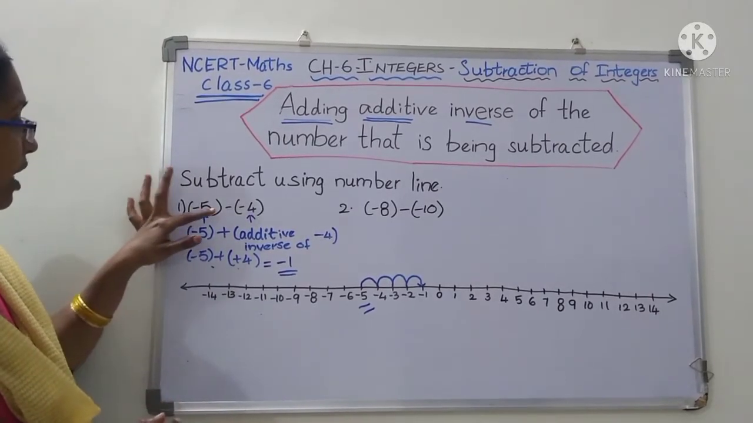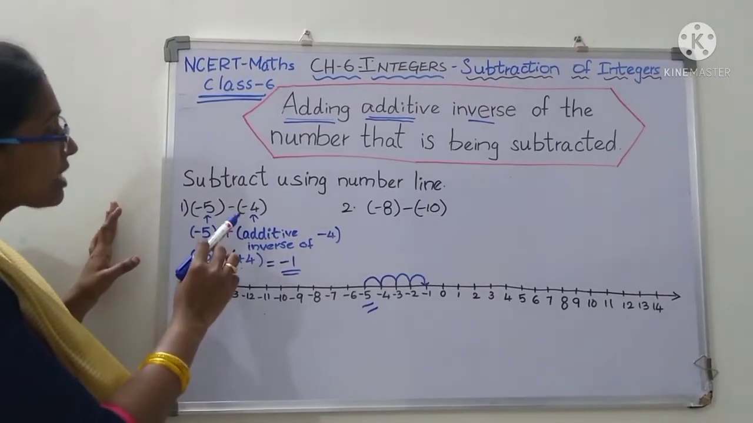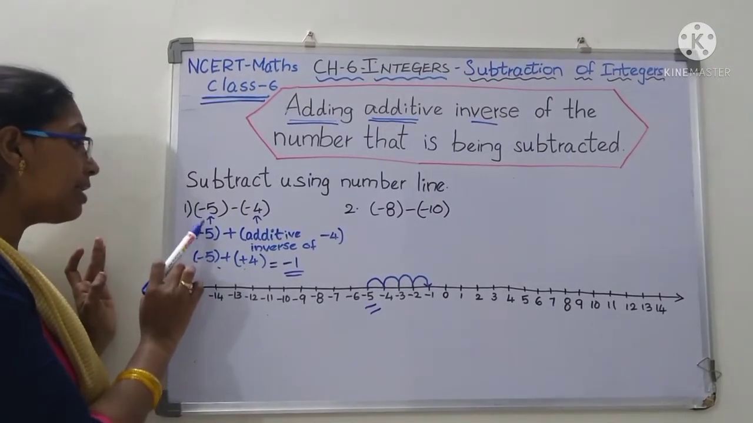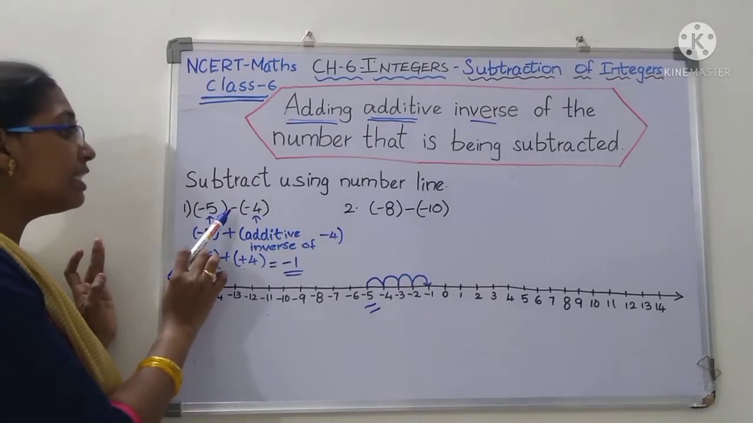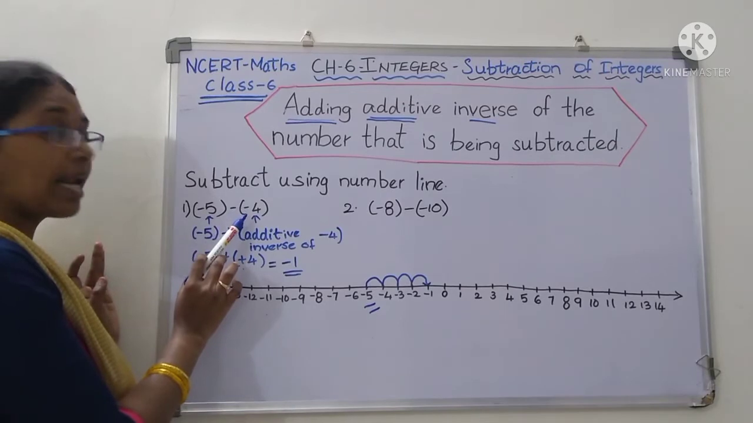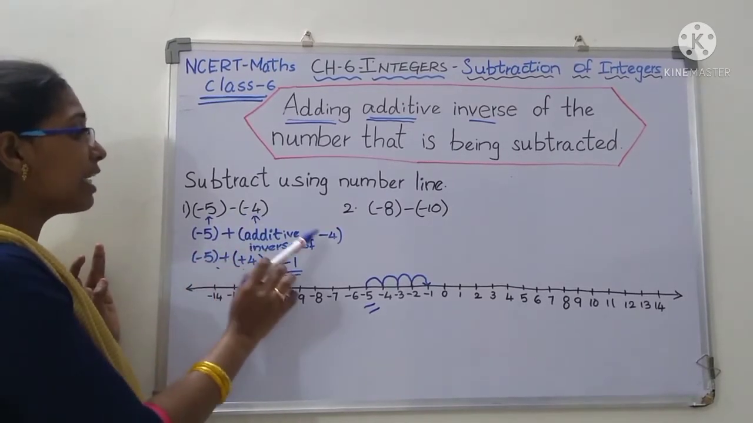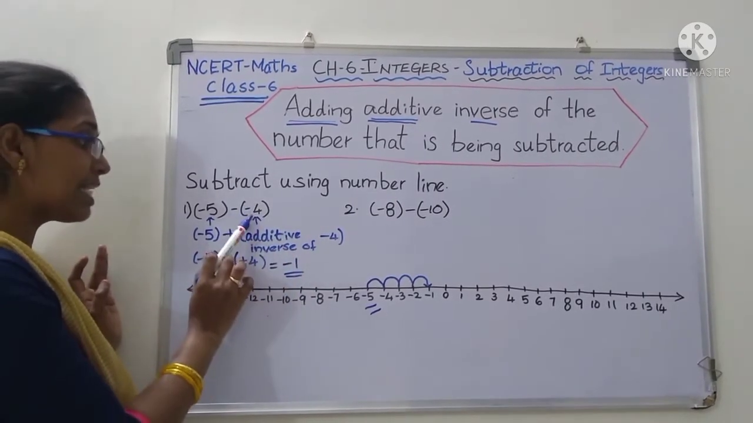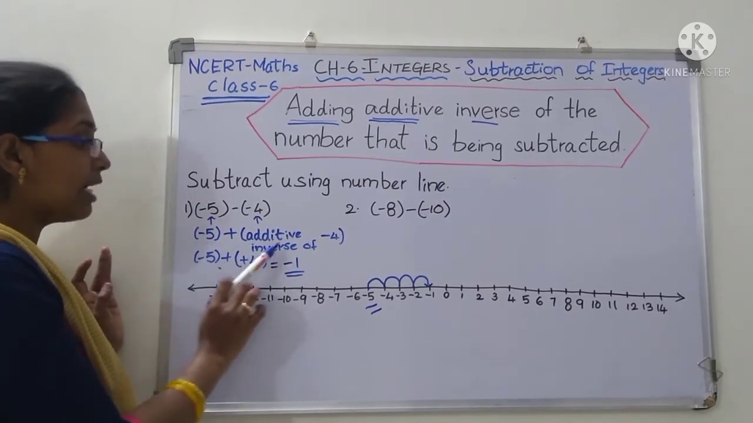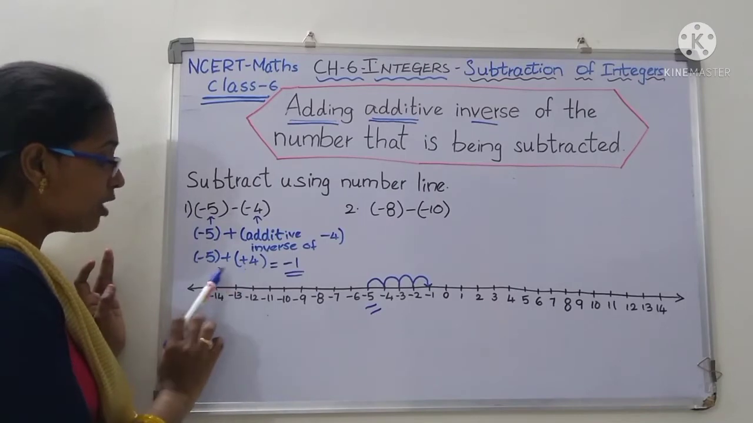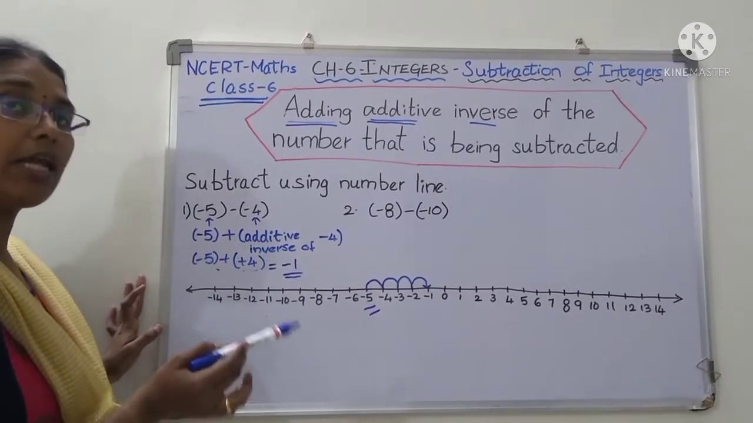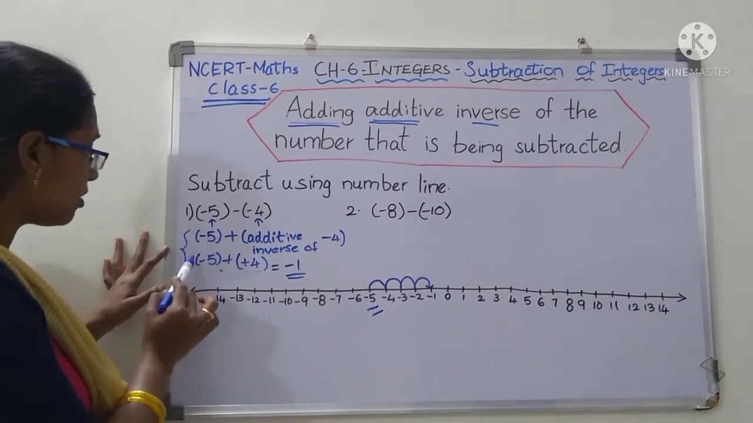First, minus 5 minus of minus 4. That is, we are subtracting minus 4 from minus 5. The first step, you write the first number as it is. Then change the subtraction symbol to addition symbol. Then write the additive inverse of the second number. Second number is minus 4. This is the number that is being subtracted. Then minus 5 plus additive inverse of minus 4 is plus 4. Till here it is common. Whether you use a number line or not, it is common. These two steps are common.